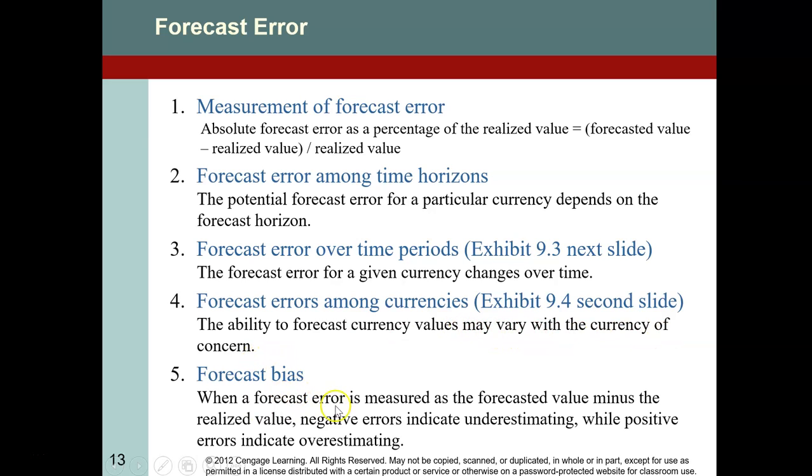Forecast bias. When the forecast error is measured as the forecasted value minus the realized value, negative errors indicate underestimating, while positive errors indicate overestimating. Okay, and this is consistent with this formula here too. When the forecasted value is higher than the realized value, we have a positive error here, and it's overestimating. When the forecasted value is lower than the realized value, the error here is negative, and it's underestimating.